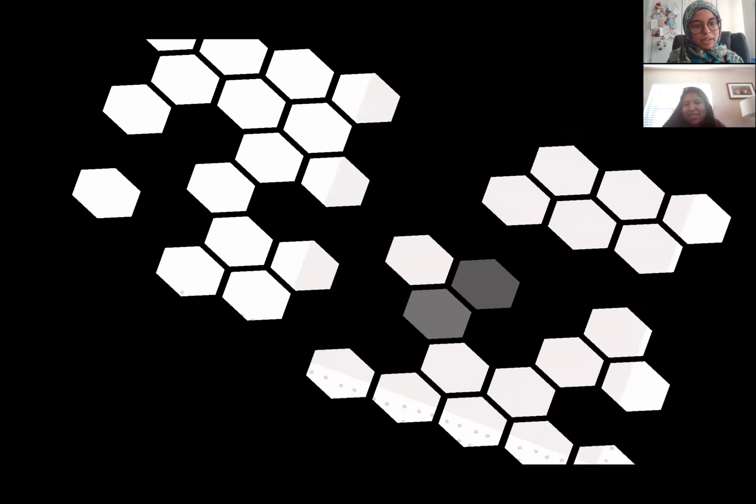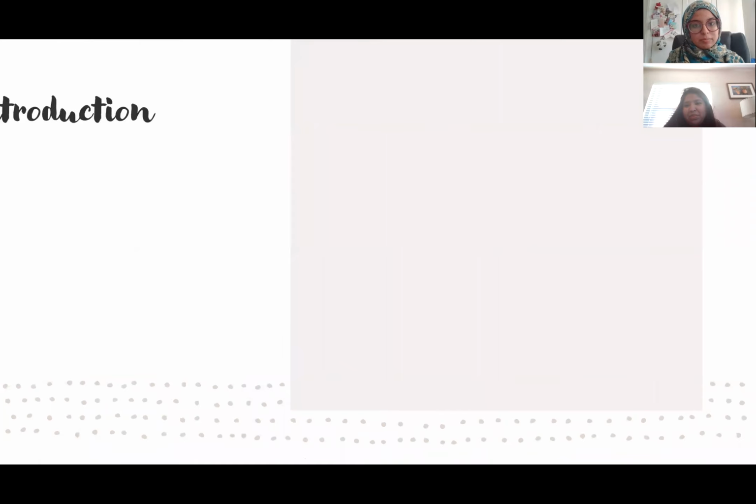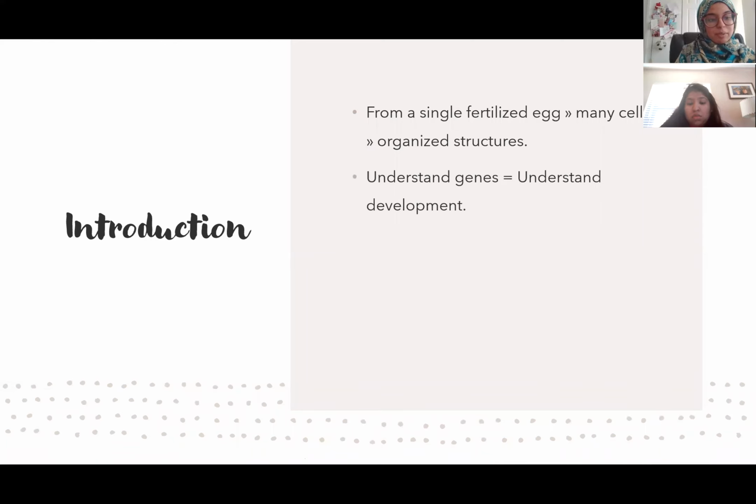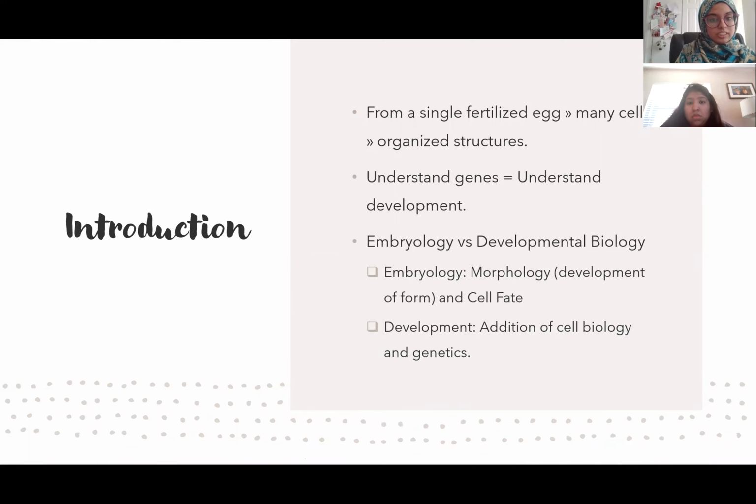So developmental biology is the study of how a single fertilized egg can develop into these cell communities, and these cell communities become organized structure. And to understand development, we need to understand genes. This can be seen in the difference between embryology and developmental biology. So Alexia, before reading all of this, what was your opinion on what was the difference between embryology and developmental biology?